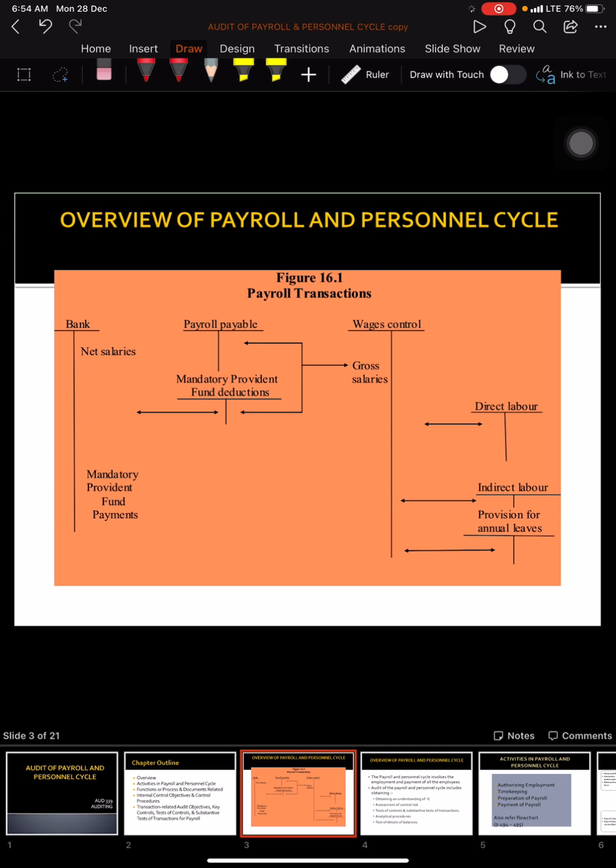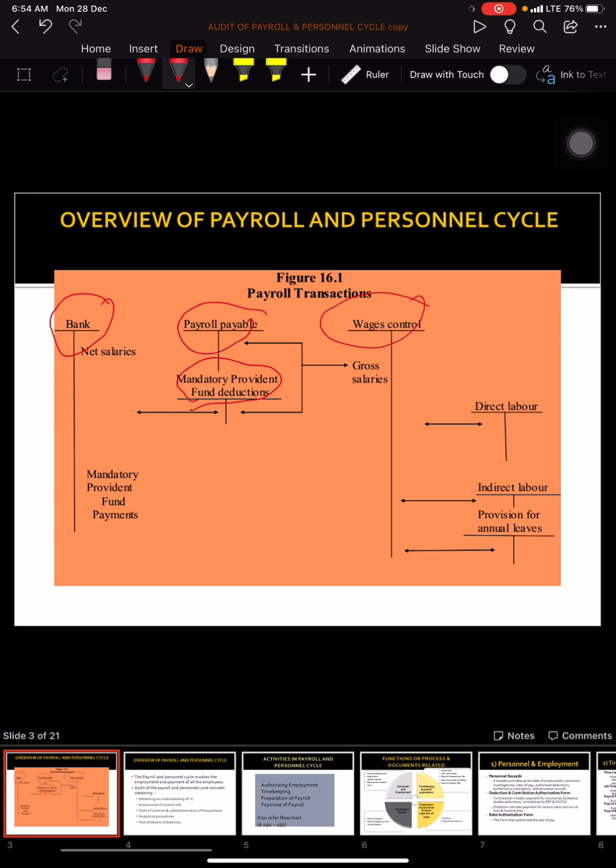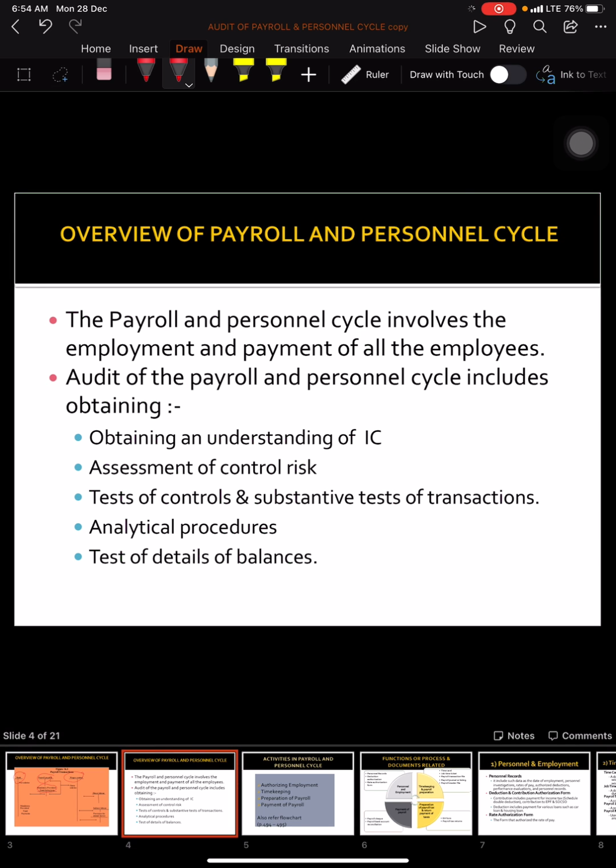All right, so this one is related to the account, which is related with the bank account, and then with the payroll payable and the wages control, and this is for the deductions, right? And then if we move on, we can see that this is the overview for the whole thing.